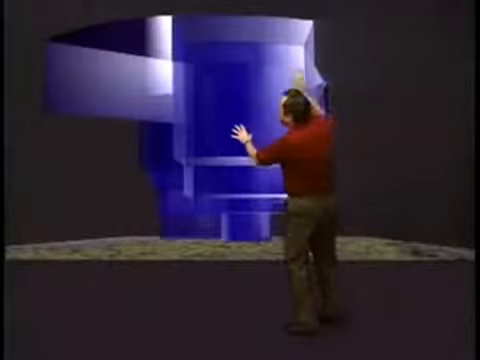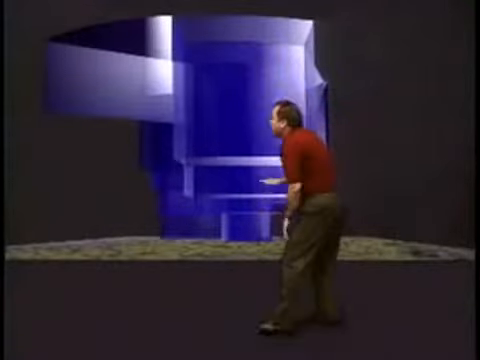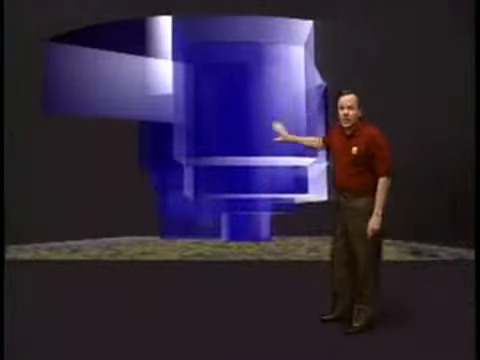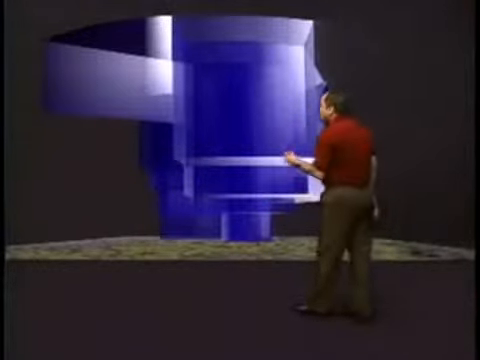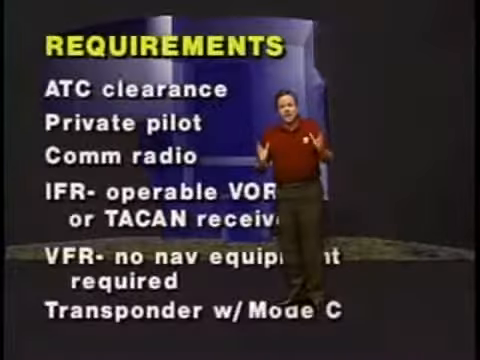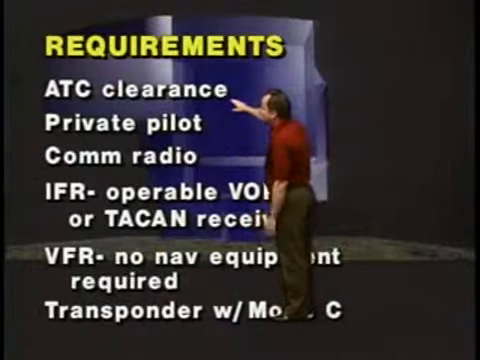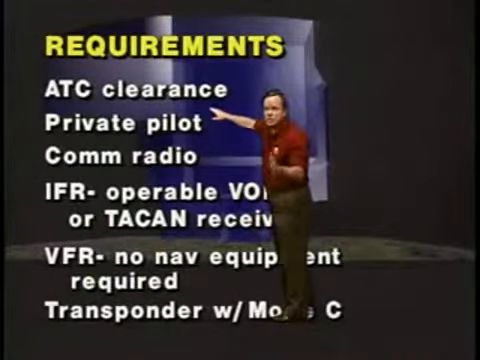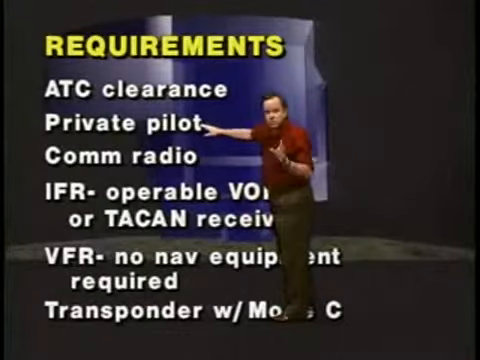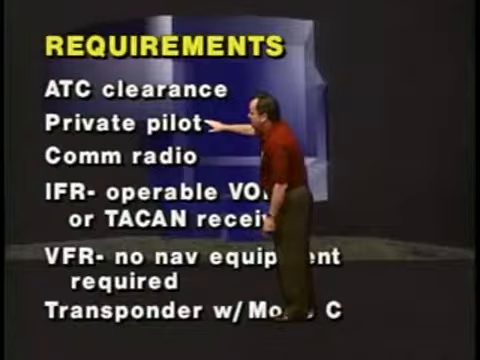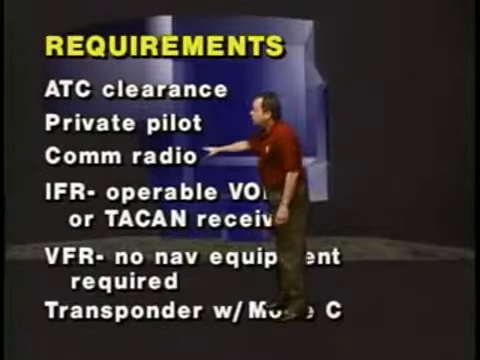But you can fly over the top without a clearance, and you can fly underneath without a clearance. You just must have a clearance to fly anywhere inside Class B airspace. So let's take a look at what you have to fly inside Class B airspace. First of all, you must have that ATC clearance, and look for those magic words, cleared to enter Class B airspace. With a few exceptions, which we'll talk about later, you must be a private pilot to fly in Class B airspace.